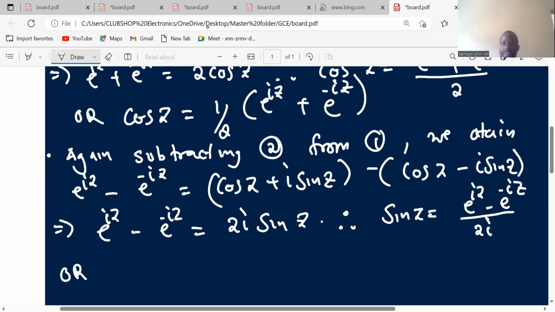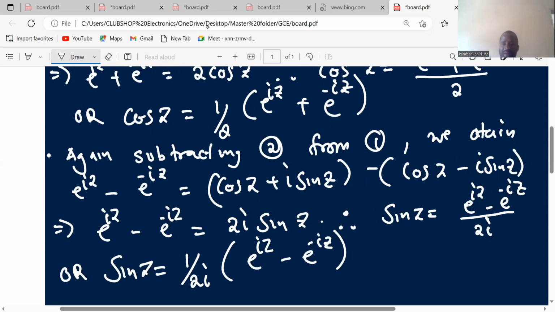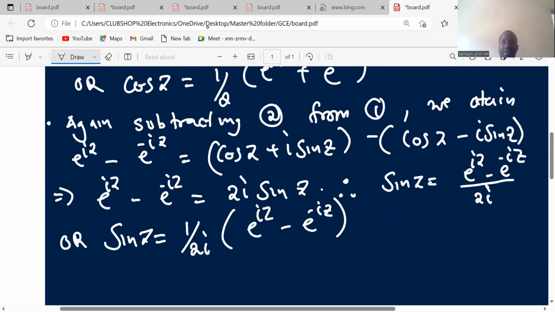Or simply sin z is equal to 1 over 2i, open bracket, e to the iz minus e to the negative iz. Okay, that is how you define these functions.